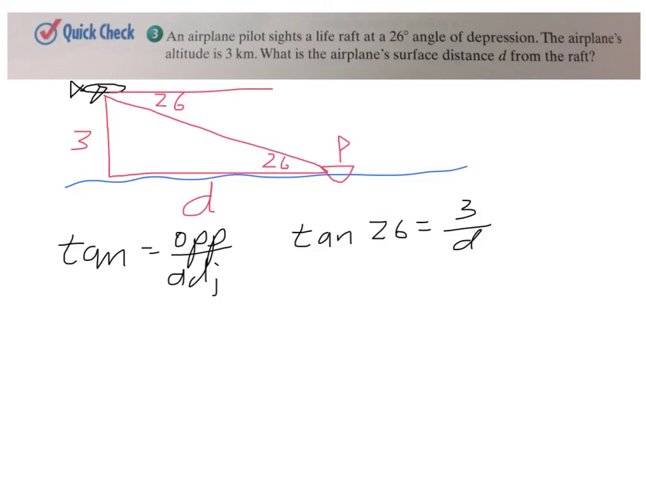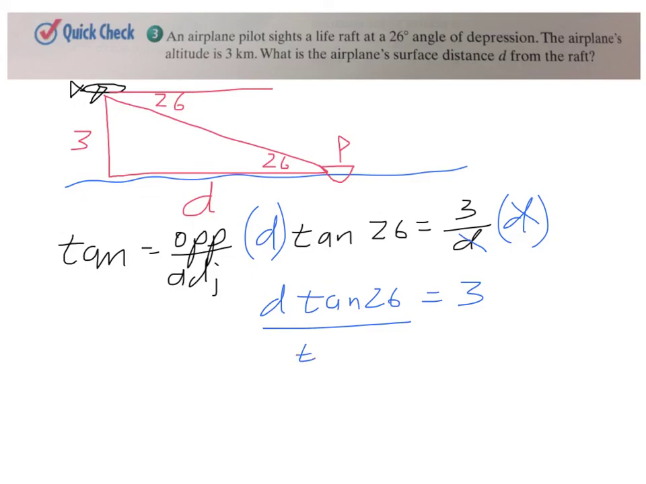Well, again, tangent equals opposite over adjacent, so hopefully you're going to say tangent of 26 degrees equals 3 over d. Then you're going to multiply both sides by d, giving you, our d's cancel, d times the tangent of 26 degrees equals 3. Divide both sides by the tangent of 26 degrees, and you get d to be approximately equal to 6.2 kilometers. This concludes lesson 8.5.